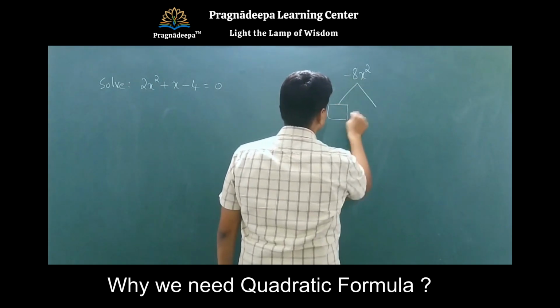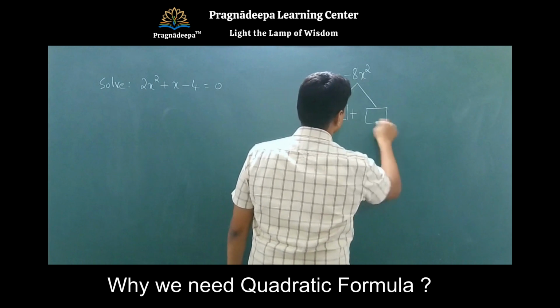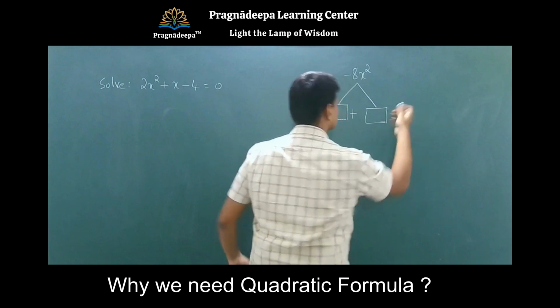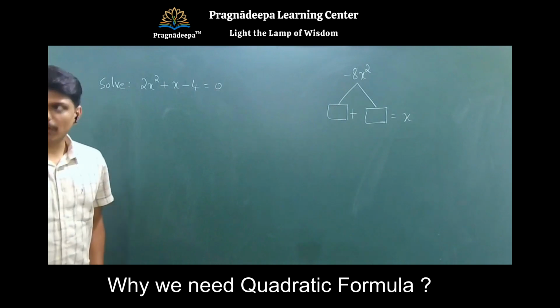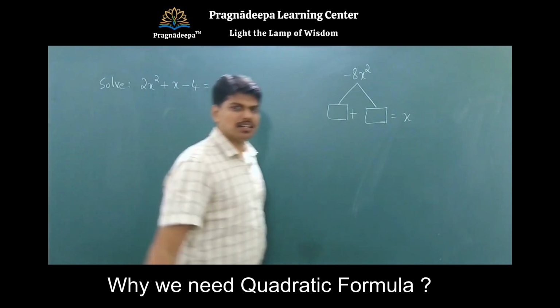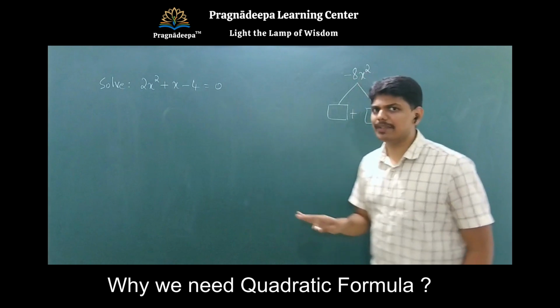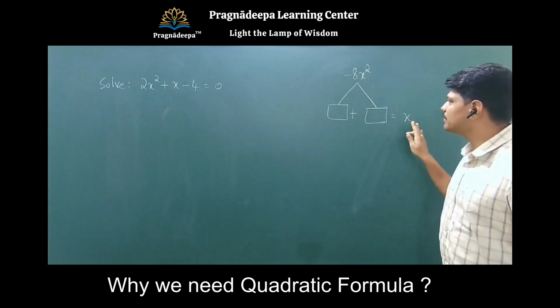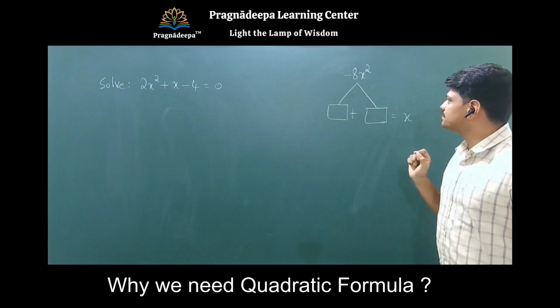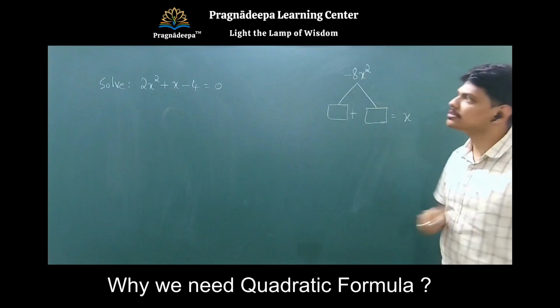the sum must be 1x. Okay, the sum must be 1x. And the product will be minus 8 and the sum will be x. How to identify?